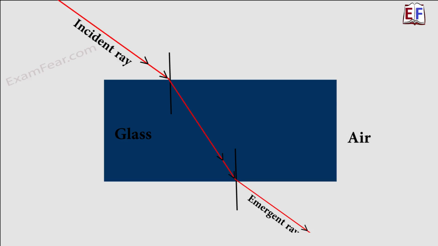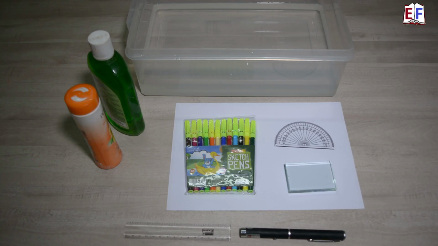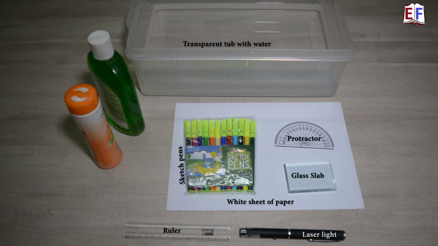We know that light bends as it enters from one medium to another with a different refractive index. Hello friends, today we will visualize this phenomenon of bending of light using a glass slab. Materials that would be needed to perform this experiment are a glass slab, a white sheet of paper, a laser light, ruler, protractor, sketch pens, a transparent tub filled with water, Dettol solution and talcum powder.